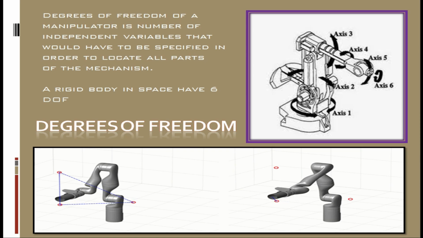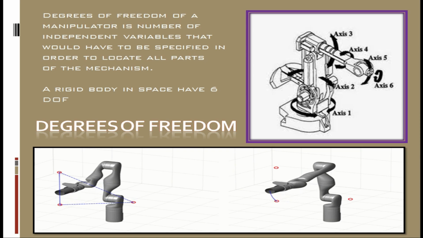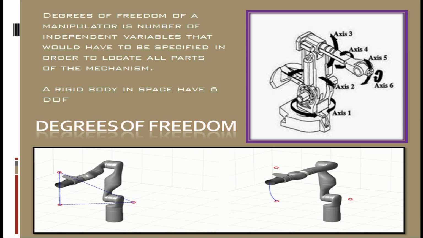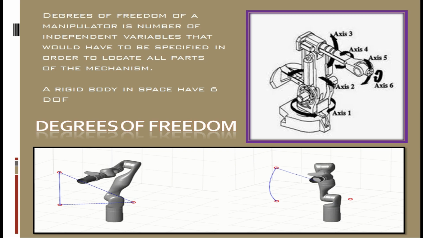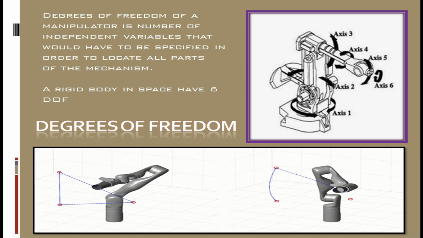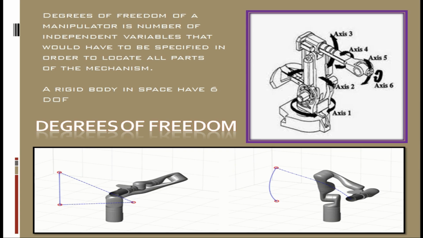Then coming next, the term degrees of freedom. It is the minimum number of independent variables needed to represent a robot in 3D space. For example, for a point to be represented in 3D space, we need 3 variables, that is x, y and z. That is what the degrees of freedom is.